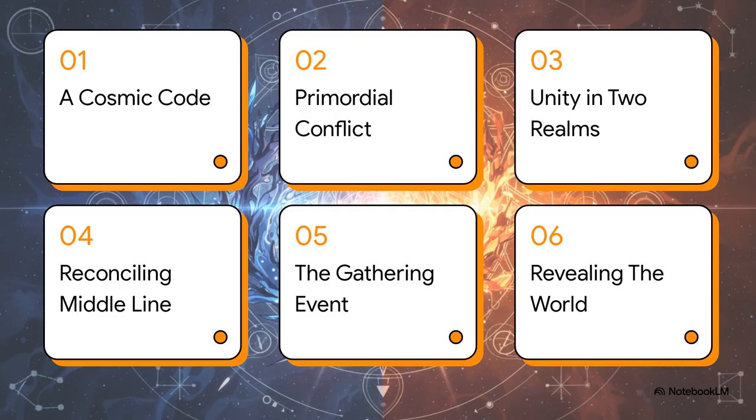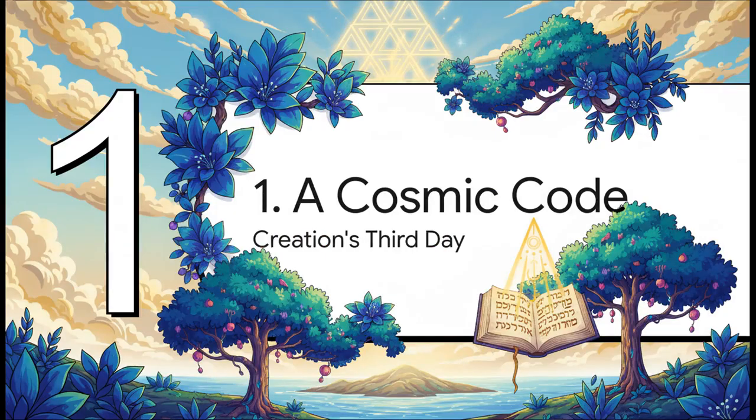Then we'll look at the primordial state of conflict that this verse comes to solve. We'll explore this wild idea of unity happening in two realms at once and the reconciling force that makes it all possible. And then we'll get into the main event, the Great Gathering, and see how it finally reveals a stable world. Okay, so let's set the scene.